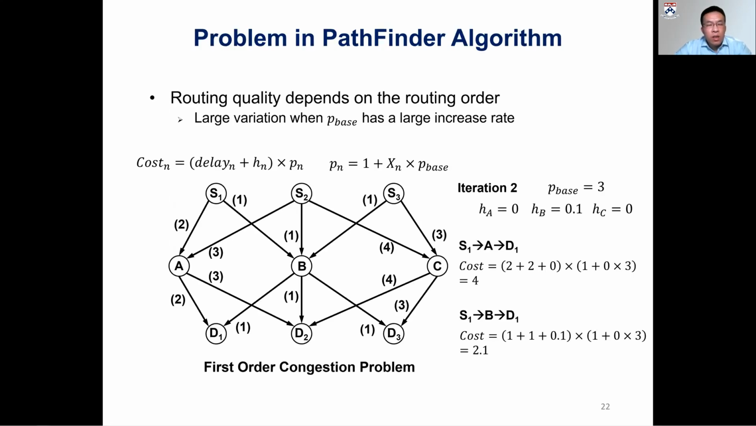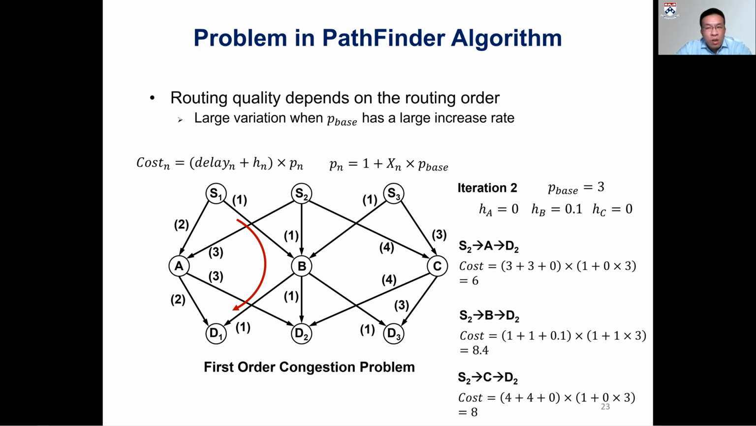So the first problem is that the routing quality of the PathFinder algorithm depends on the routing order. We will use the first-order congestion problem to illustrate this issue. And as we showed in the previous slides, in the first iteration, all three interconnections will be routed through node B. And here we assume that the P base is increased to 3 in the second iteration. And we route the interconnection from S1 to D1 first. It will be routed through node B since no interconnection is routed at this time, and Pn equals 1 for all nodes. And then we will route the interconnection from S2 to D2.